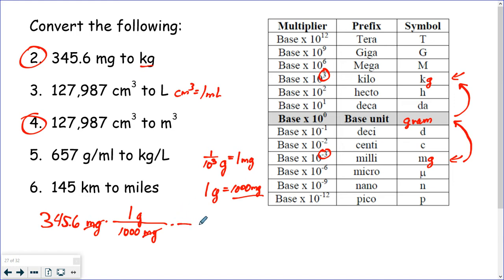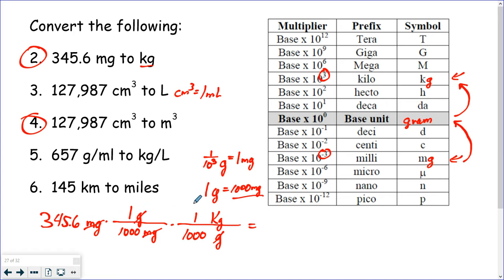So let's keep going. I'm going to put grams on bottom here. Let's get into kilograms. Let's go up to our chart here. Our base unit, the gram, times 10 to the third, that's 1,000. So 1,000 grams equals 1 kilogram. Grams will cancel because I have them on top and bottom. I'm left with kilograms.